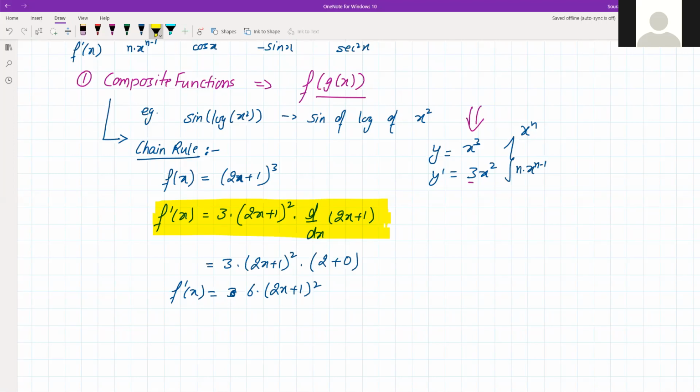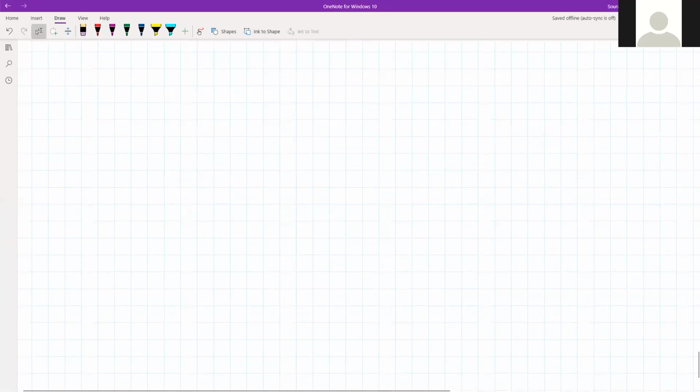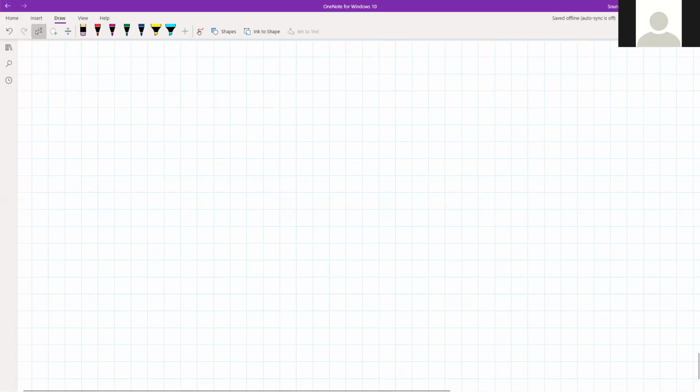But this level can go on, there is no limit to this level. For example, it can even go beyond this level too. So we'll see that as well. Say for example, it can be y is equals to sine of root of x square plus 3. Suppose a function is like this.